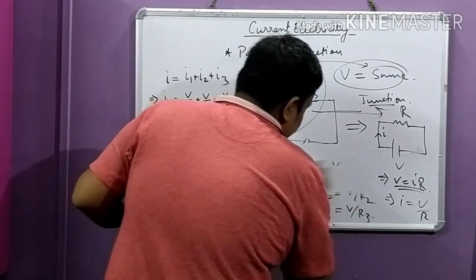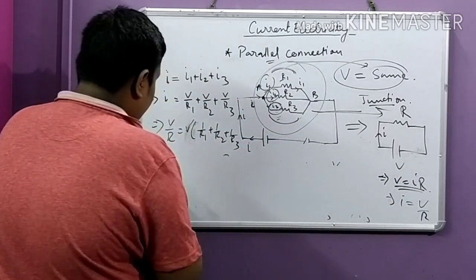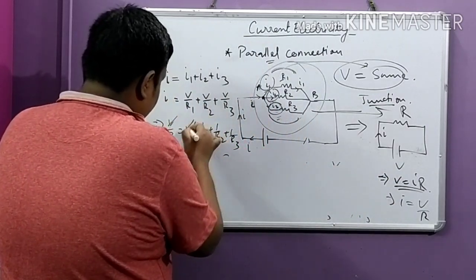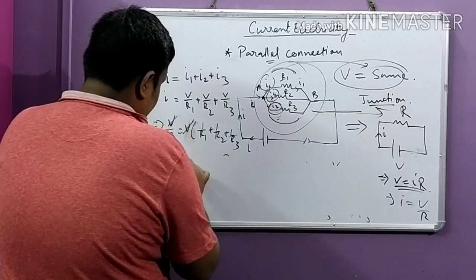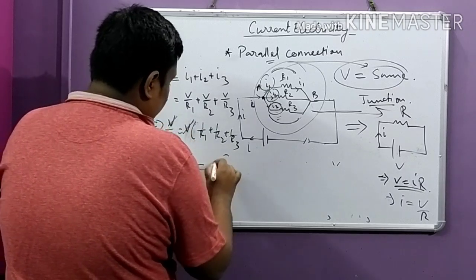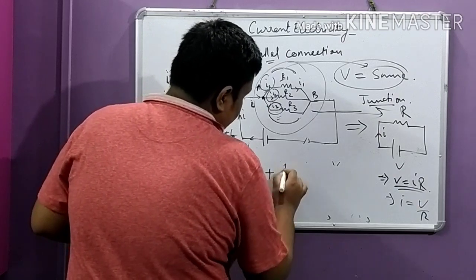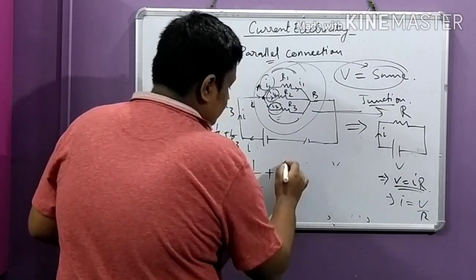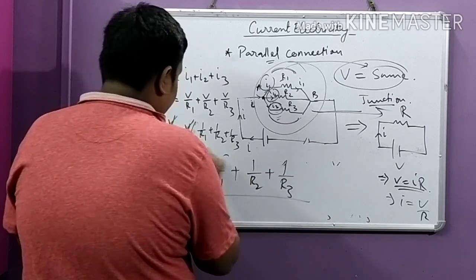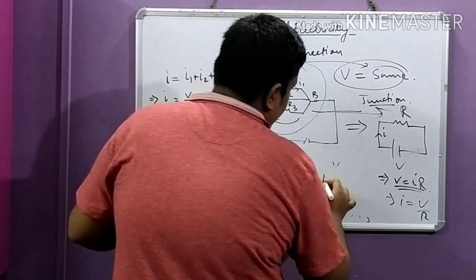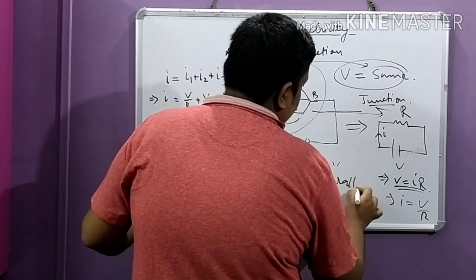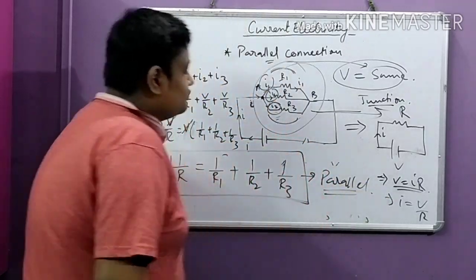Let me rub this off. Finally we will get this V and this V gets cancelled. Finally 1 by R equal to 1 by R1 plus 1 by R2 plus 1 by R3. This will be the equivalent resistance in case of a parallel connection. Please note it.